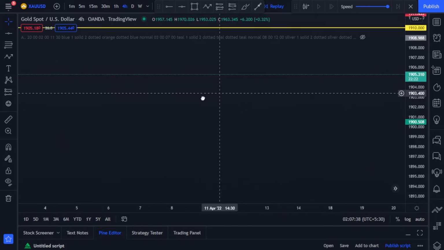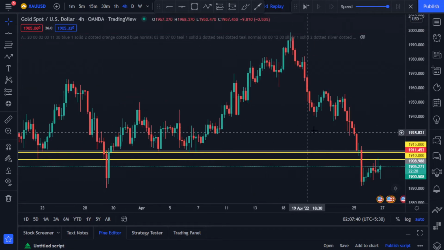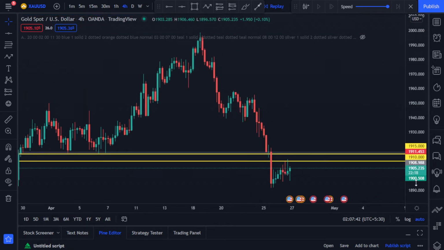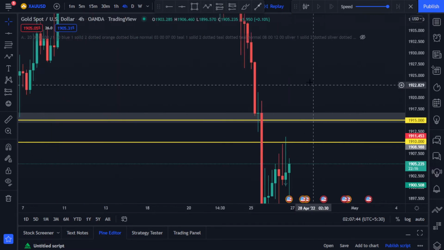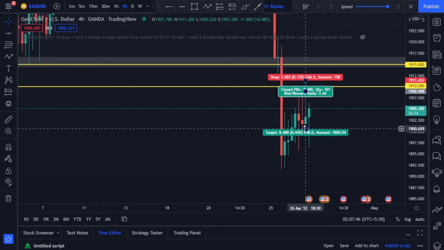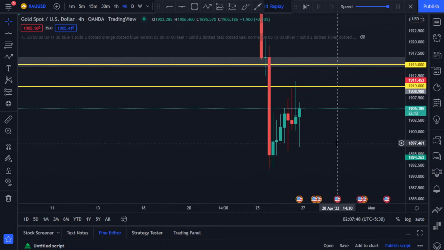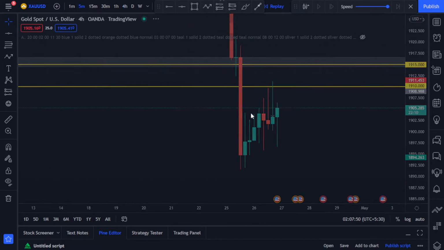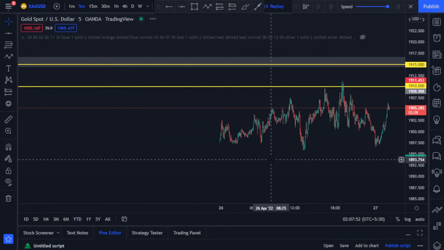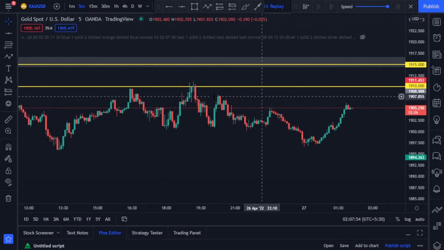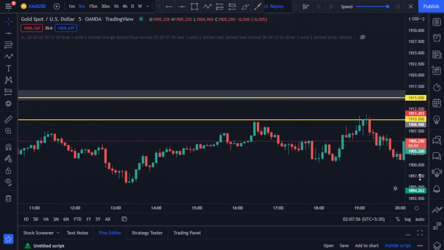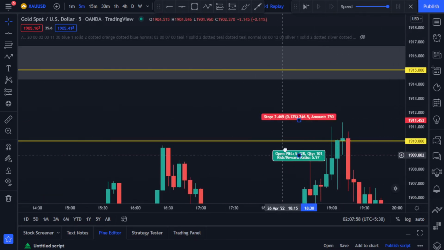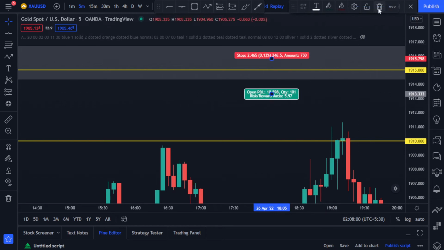4H. Okay, so basically we didn't tap those lows yet, but maybe we can do that. Let's see. Where has this thing gone? It became invisible.